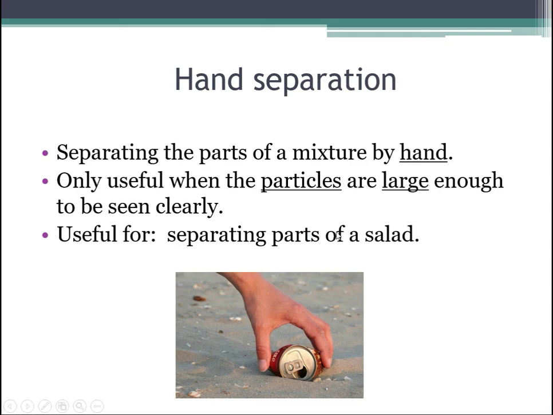So yeah, that's separating parts of a salad. Or some of you who don't like certain foods, like I know that one of my daughters really did not like mushrooms, so she would pull out her mushrooms if I put mushrooms in a spaghetti sauce. That's a hand separation. No chemical reaction taking place there.